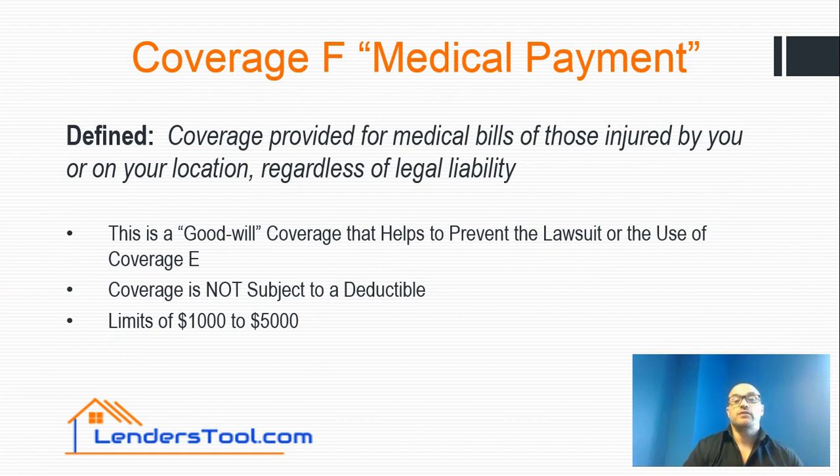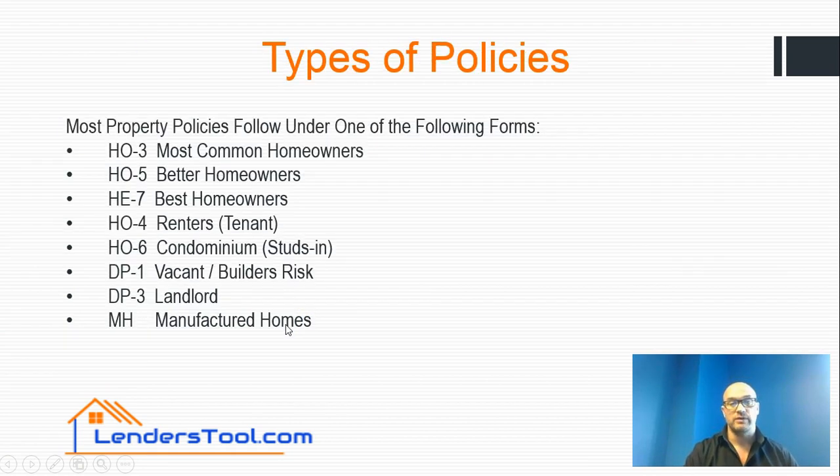So coverage F, medical payment. This is basically what's going to allow friends to stay friends. If you know that your friend doesn't want to sue you, but they got hurt at your place or your dog did bite them, something of that nature, then it's a goodwill coverage that's going to help prevent a lawsuit from happening from the liability section of your policy. It's not subject to a deductible. It starts typically at $1,000, but you can go up to $5,000 on the increment.